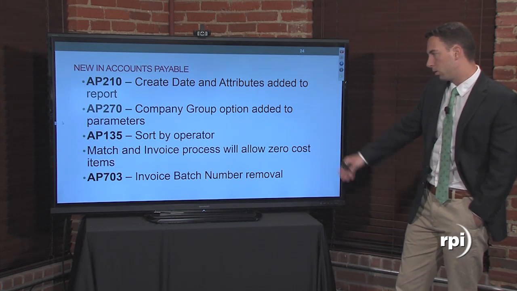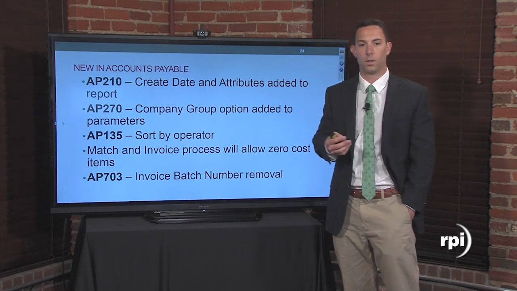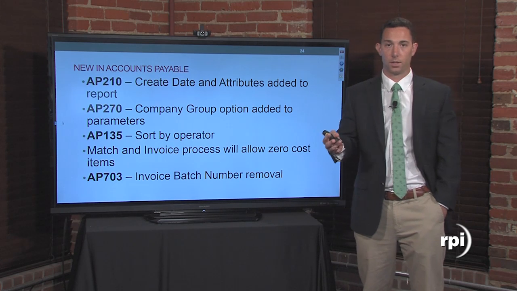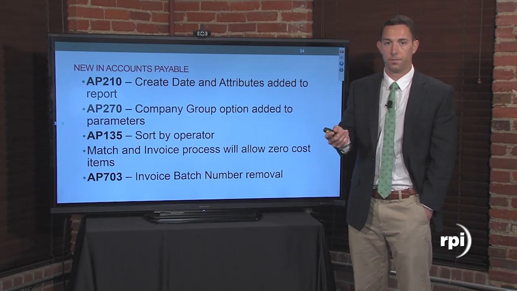This second to last one, the match and invoice process will allow zero cost items. So you can now have a zero cost item on your invoice and match it to a PO and a receipt that was a zero cost too.